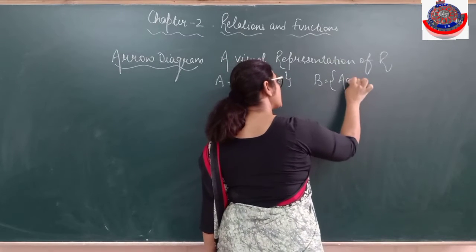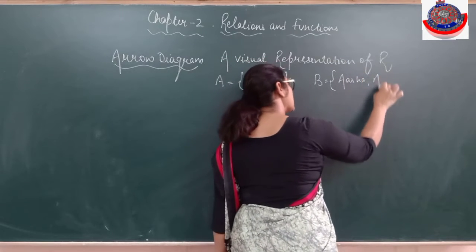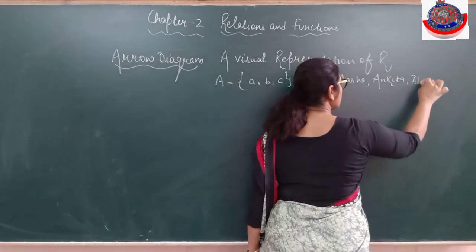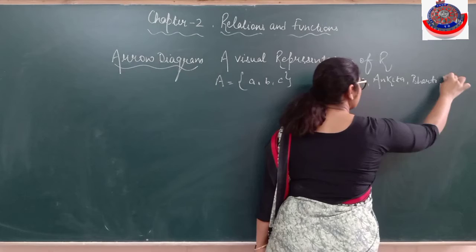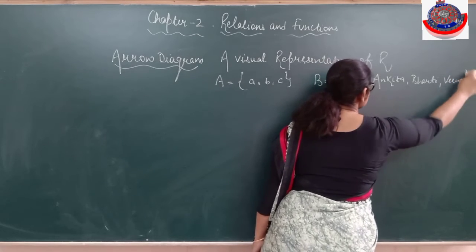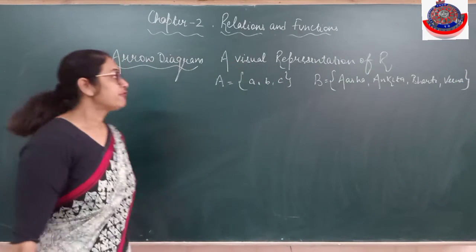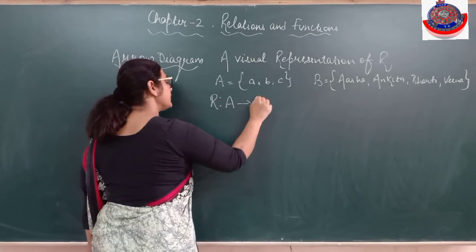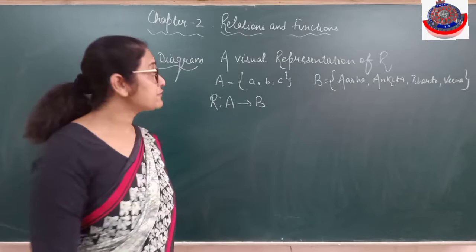I'll take Asha, I'll take Ankita, I'll take Bharti, and I'm going to take one more, say extra, Veena we wrote. Let's take Veena. Fine. There is a relation R from set A to B. R is the relation from set A to B.